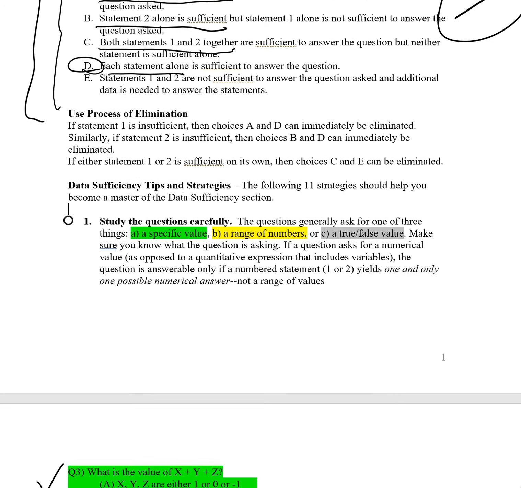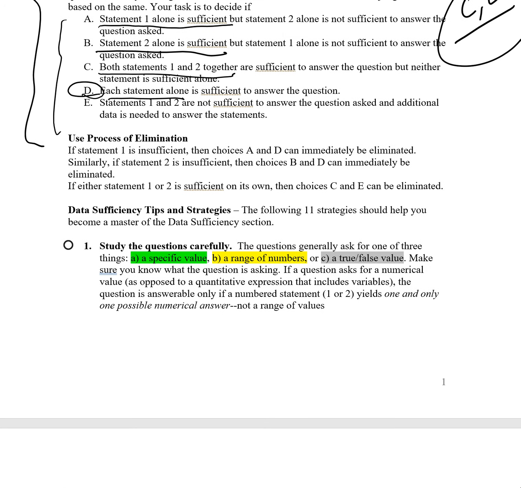Now the following 11 strategies should help you become a master of the data sufficiency section. Study the questions carefully. Data sufficiency is one area which is asked in IBPS also, SSC also, CAT also. Companies like Infosys also ask, Accenture also asks, Capgemini also asks data sufficiency. Data sufficiency is present in almost every paper now, and these are the questions that students would most probably appear into. So these are the questions which are very luring in nature.